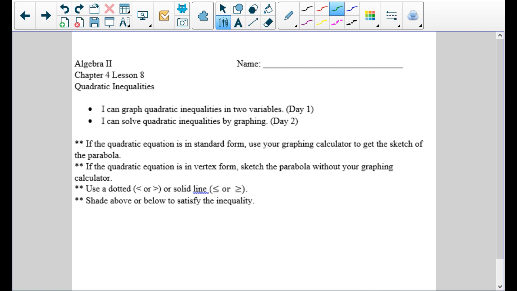If the quadratic equation is in standard form, use your graphing calculator, or you can use Desmos to make a sketch of the parabola, okay? If the quadratic's in vertex form, obviously we don't really need the calculator or Desmos to make a quick sketch. Just like before, if it's less than or greater than, we're using that dotted line. And if it is less than or equal to, greater than or equal to, we're using that solid line to graph.